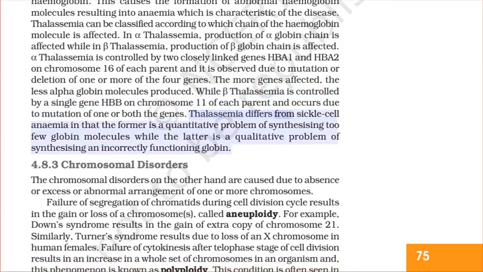Thalassemia differs from sickle cell anemia in that the former is a quantitative problem of synthesizing too few globin molecules, while the latter is a qualitative problem of synthesizing an incorrectly functioning globin.